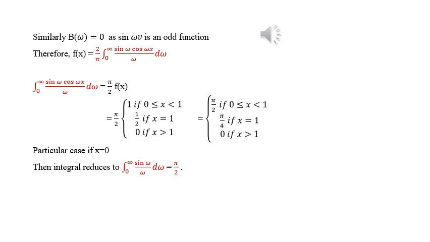And the particular case is, if x is equal to 0, you can put x equals 0 in the integral from 0 to infinity of sin omega cos omega x divided by omega d omega. So cos 0 is 1, so the integral from 0 to infinity of sin omega divided by omega d omega is equal to pi by 2.